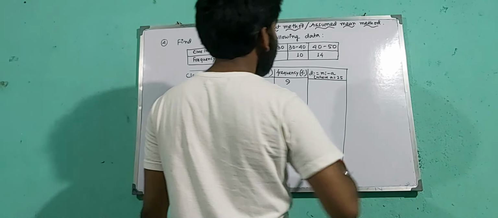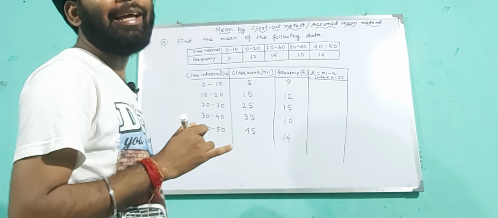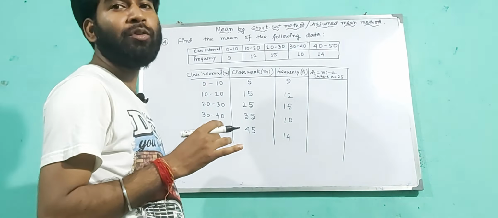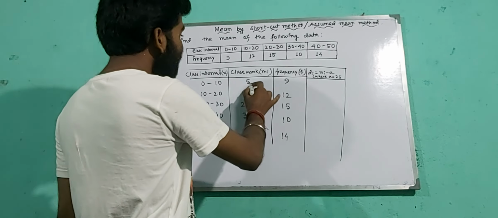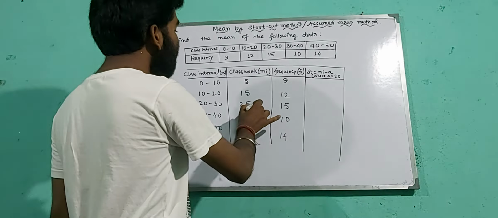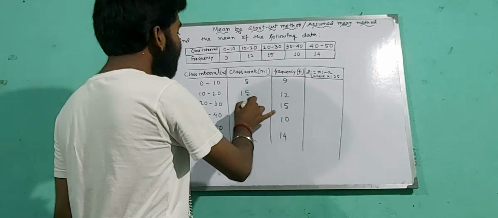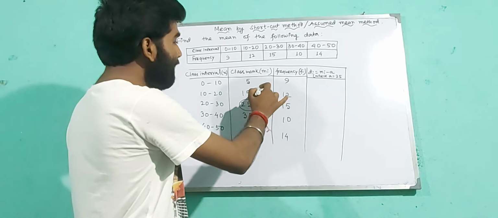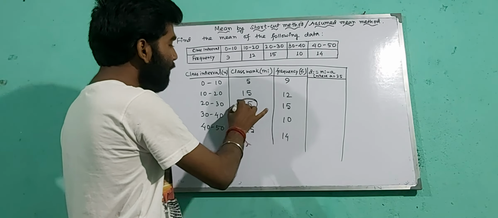Now, what is a? a is only the assumed mean. Assumed mean means you have to assume one mean from these class marks. Here there are 5 values, and if it is an odd number, you can easily take the middle one. So I am taking the middle one. This side 2, this side 2, so you can take the middle one.